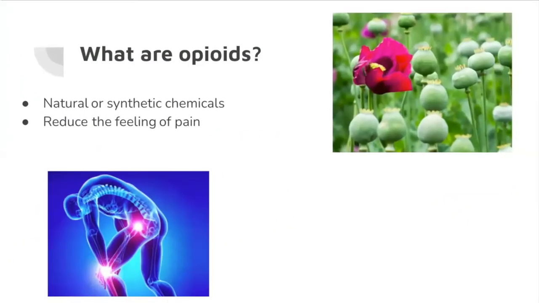So opioids are natural or synthetic chemicals, meaning that they can come from nature, for example, this opium flower over here, or they can be manufactured in labs. They're used to reduce the feeling of pain. They come in different forms, and those different forms of opioids include prescription pain relievers, synthetic opioids, and heroin.